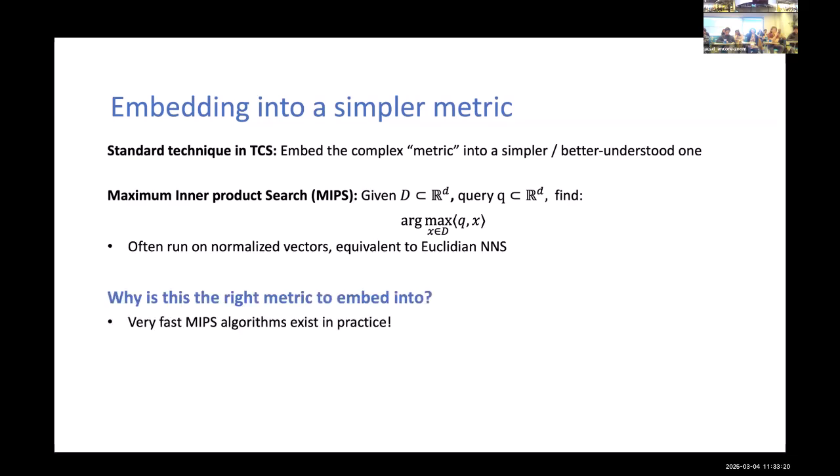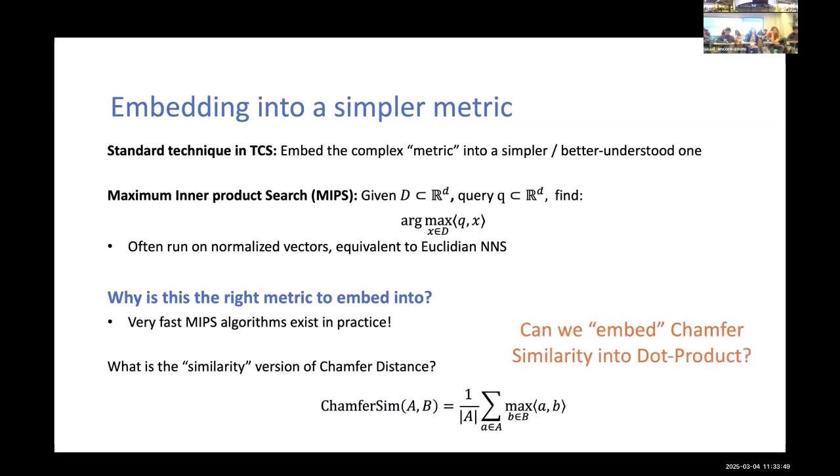So why is embedding into inner product the right metric? Well, very, very fast maximum inner product search algorithms exist in practice. Maximum inner product search is a similarity, so multiplicative approximations don't make so much sense, but for very similar reasons, there are lower bounds for good enough additive approximations for maximum inner product search. So in some sense, it's not easier in theory, but it is in practice; we do this all the time. So can we embed our complex measure, this Chamfer distance, into a single vector dot product?